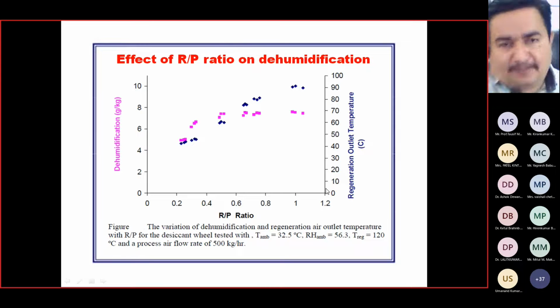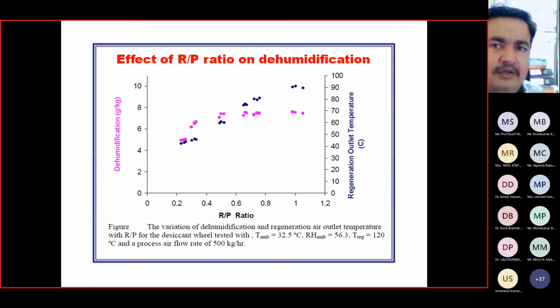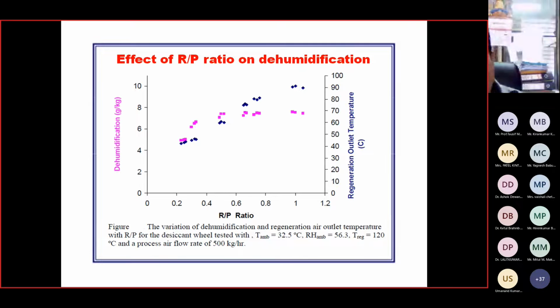Effect of RP means regeneration to process air ratio. How much ratio for the regeneration? As far as process air, you might have to provide for a dehumidifier. So that ratio will give you the different dehumidification rate in terms of gram per kg, which will be tabulated here.